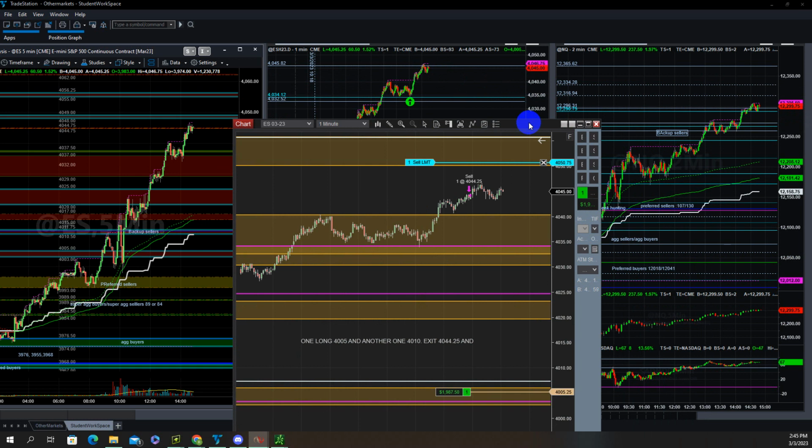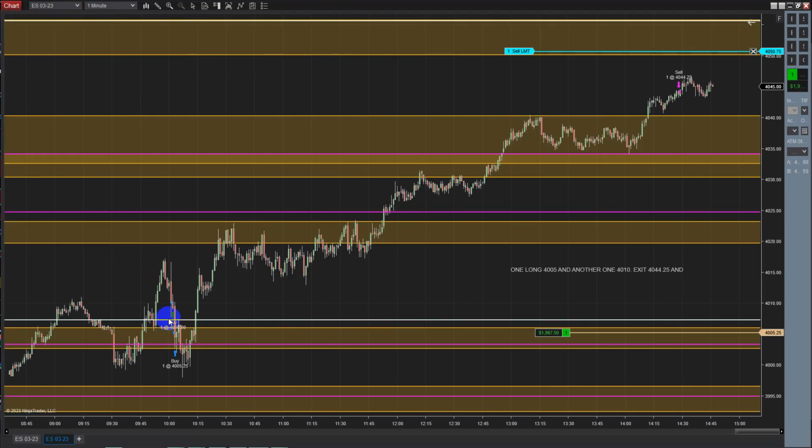See here, I took the long, there is another long, two longs, right? One long 4005, 10, exit 4425, that's the first exit. Second is here, I'm targeting, I can even target more or bail out here completely 100%, right? But I know closing will be higher, right? So I'm going to just hold on with this one, right?